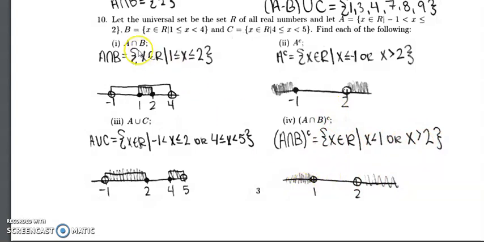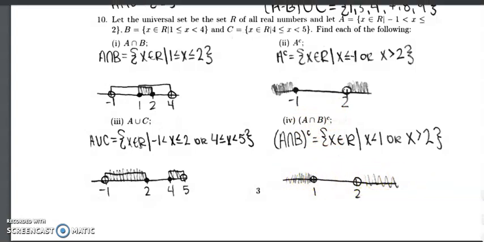Again, because the numbers between 1 and 2, including 1 and 2, are in the intersection, anything not between 1 and 2 will be in the complement.